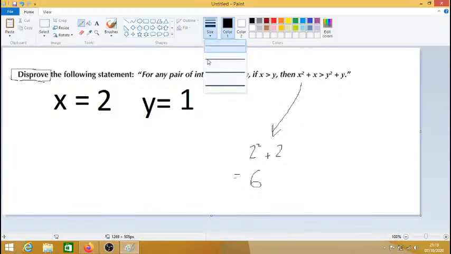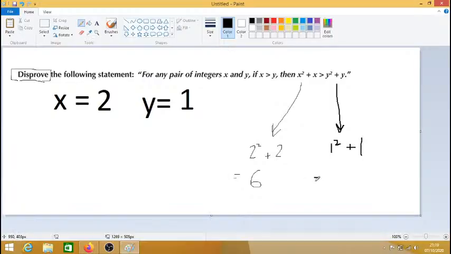Just make the writing a bit clearer by using a thicker brush size. And then we do the same with this side. So we've got y squared, that's 1 squared, plus 1. And that works out to be 2. And we see that 6 is bigger than 2, which is what the statement is saying. The 6 is bigger than 2, the x squared plus x is bigger than the y squared plus y. So that's an example of the statement working.